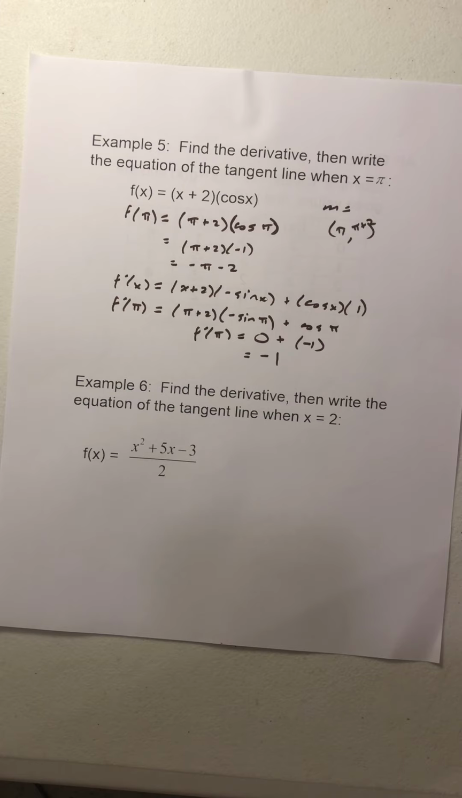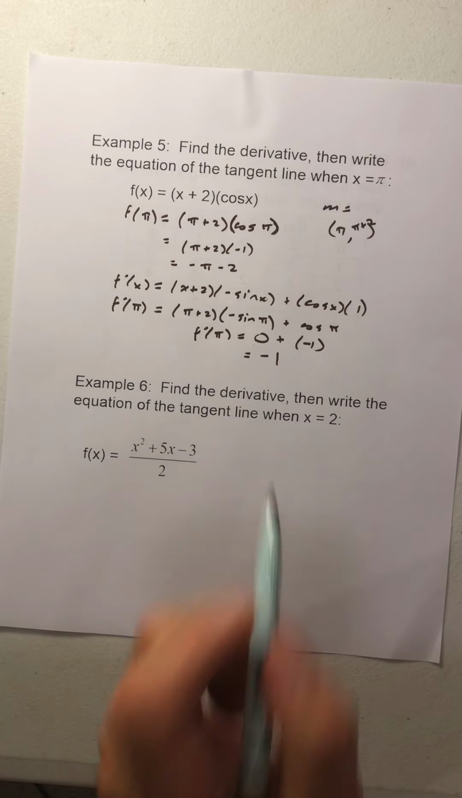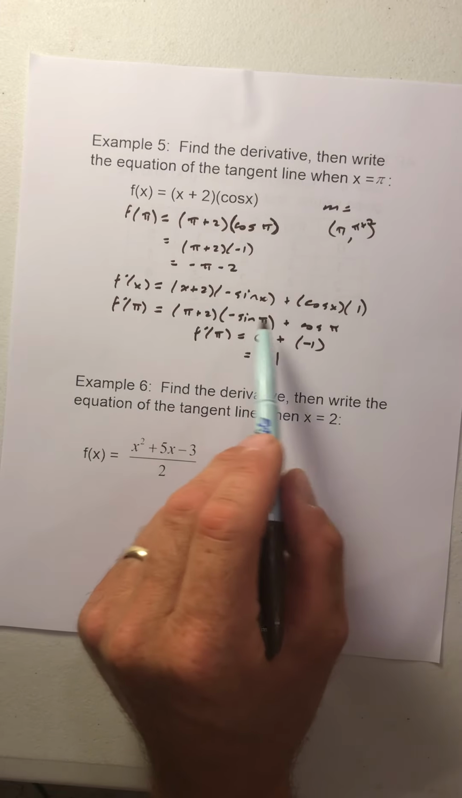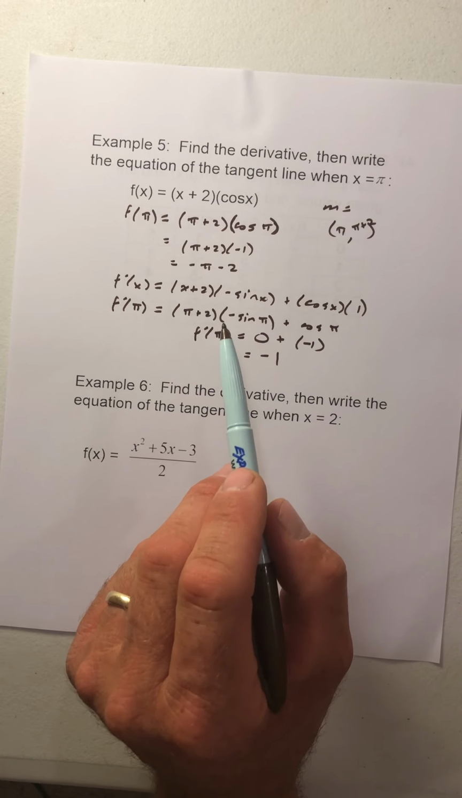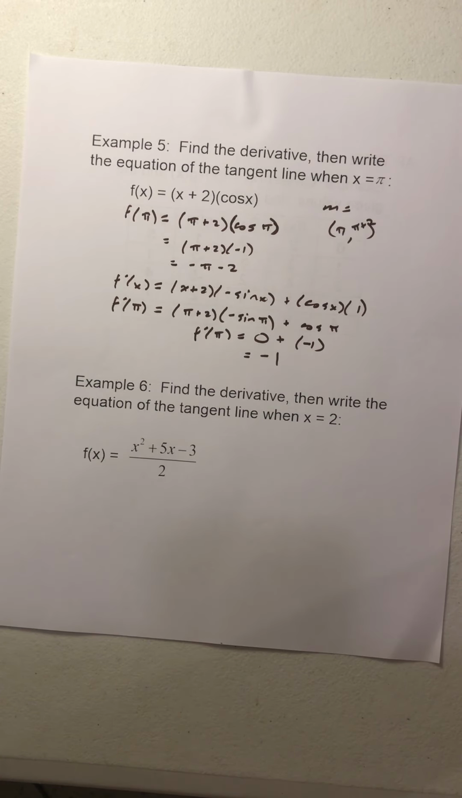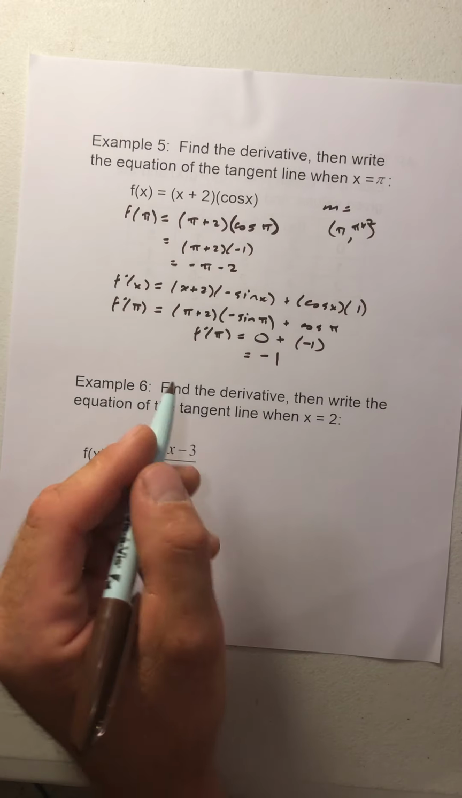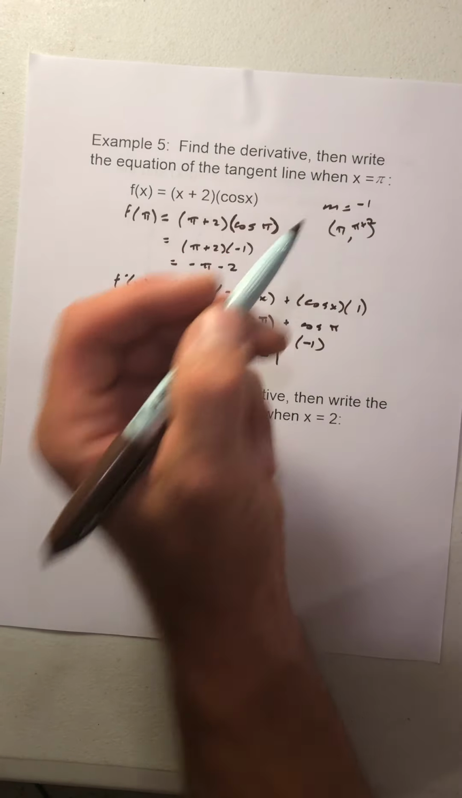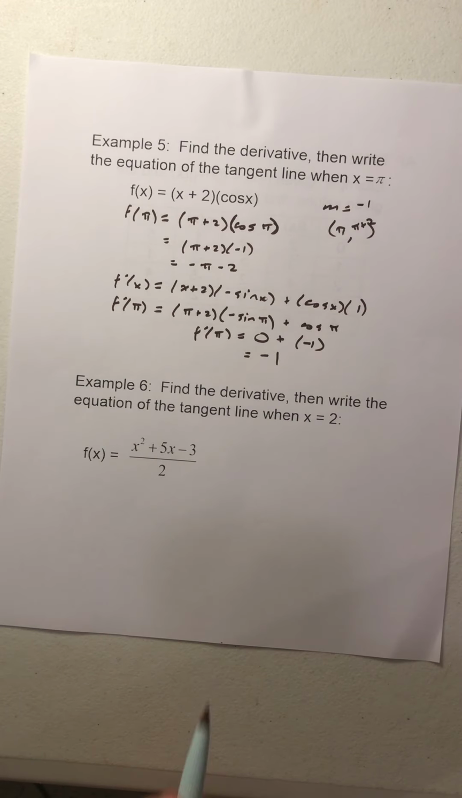Nine times out of 10, if it's an AP kind of question like this, normally things are going to start zeroing out for us so that we get a nice, clean, simple answer. Not always, but generally it's going to work out that way for us. So we have our slope of -1. So I'm going to write my equation.